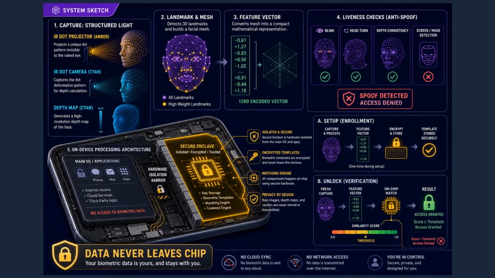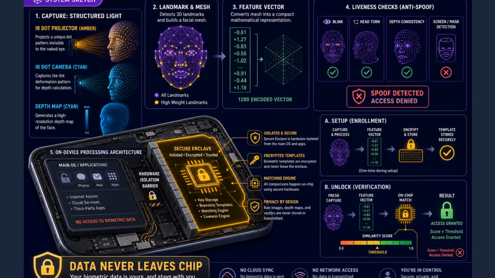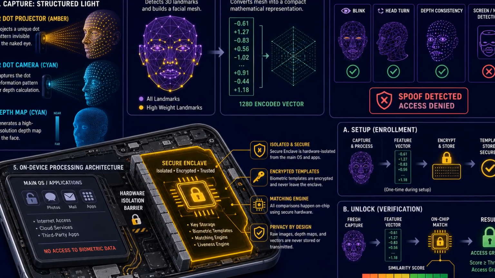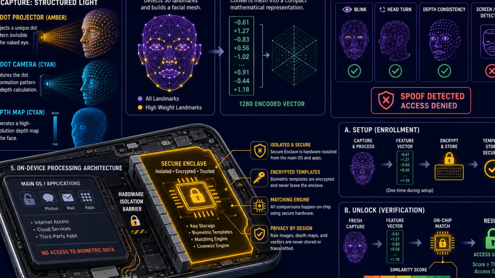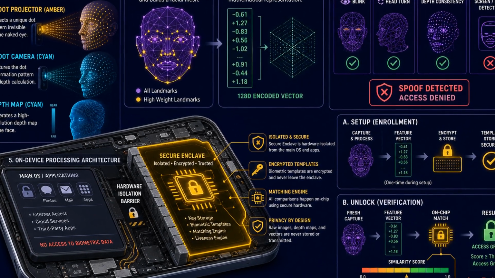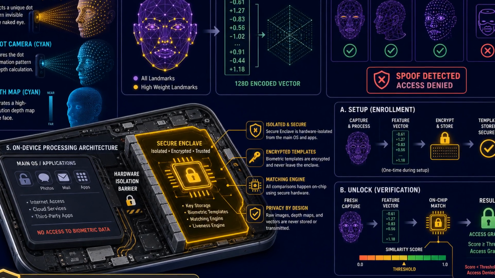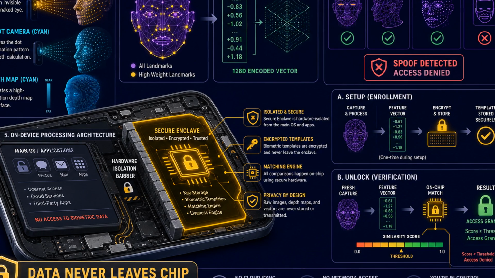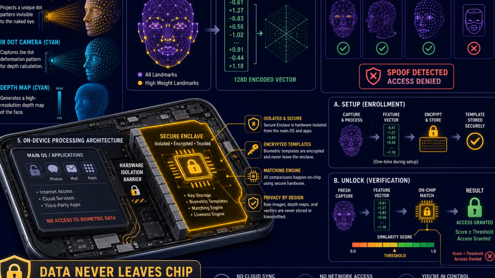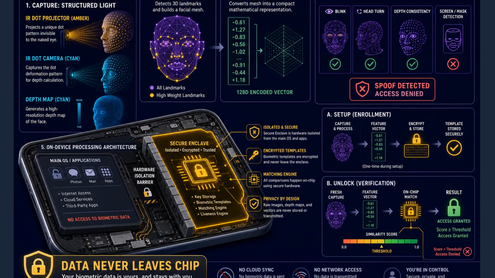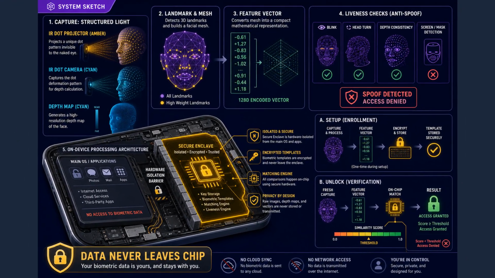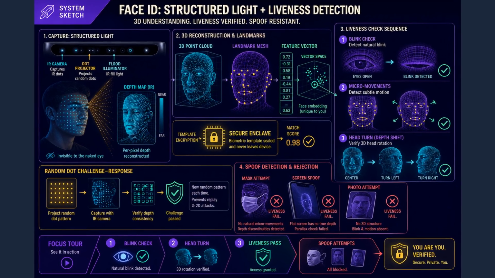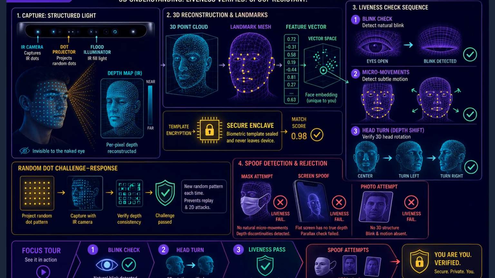During setup, your feature vector is encrypted and stored in a secure enclave, a separate processor isolated from the main operating system. At unlock, a fresh vector is computed and compared inside that enclave. The match score must exceed a threshold. The raw face data never leaves the chip. Even the phone's operating system cannot read your stored template. Biometric data stays hardware-bound.